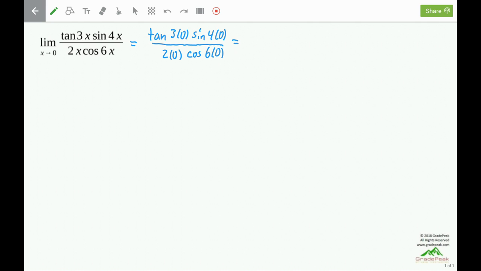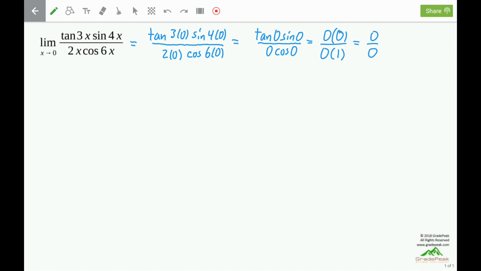Any number times 0 is 0, so we would end up with tan of 0 times sine of 0 divided by 0 times the cosine of 0. The tangent of 0 is sine of 0, which is a 0, over cosine of 0, which is a 1. 0 over 1 is a 0. Sine of 0 is a 0. And then over 0 times the cosine of 0, which is a 1. 0 times 0 is 0. 0 times 1 is 0. We have the 0 over 0 indeterminate form.